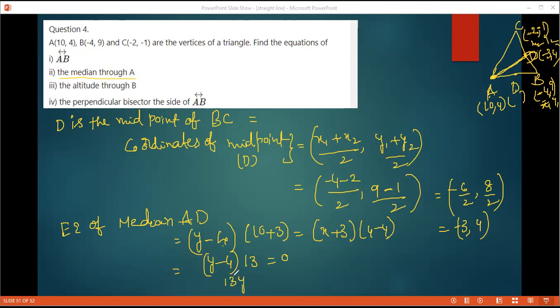There is no need of multiplying at this end, because if 13 goes to this side, it is going to divide, and 0 by any number is 0, right? So y minus 4 is equal to 0, which implies y is equal to 4 is the equation of the median. Got it? For a median, first you should know the median concept and the coordinates of the midpoint. The coordinates of the midpoint are x1 plus x2 by 2, y1 plus y2 by 2. That you have to take.